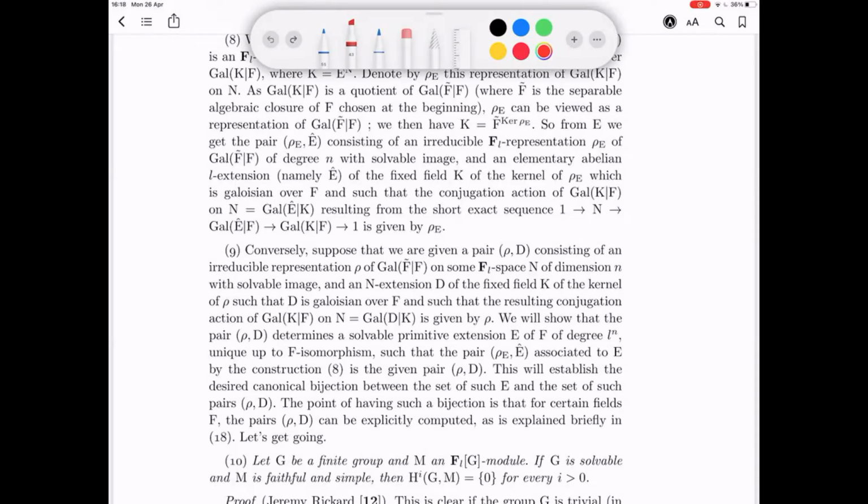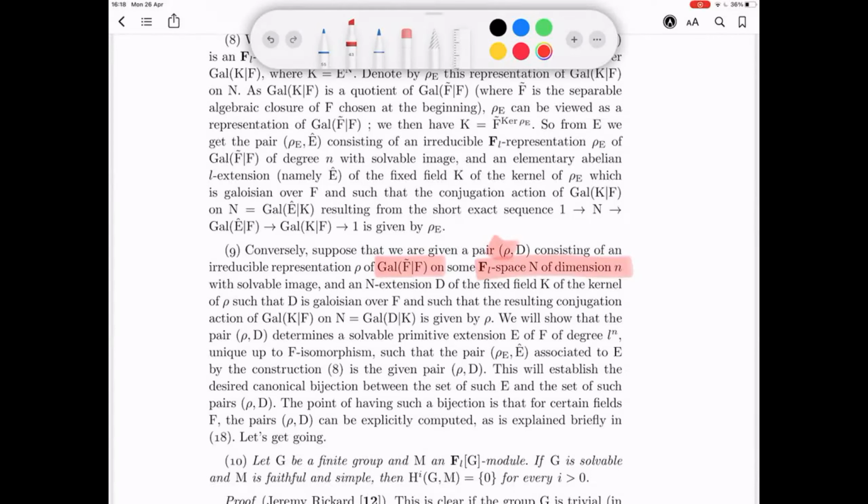And the result is that they are going to be parameterized by pairs rho comma D, where rho is an irreducible representation of this Galois group. In the case of prime degree, we were getting characters, and characters are nothing but irreducible representations of degree 1, right? So those characters get replaced by rho, which are irreducible representations of degree n.